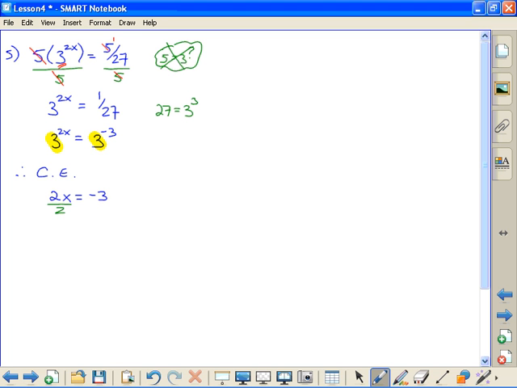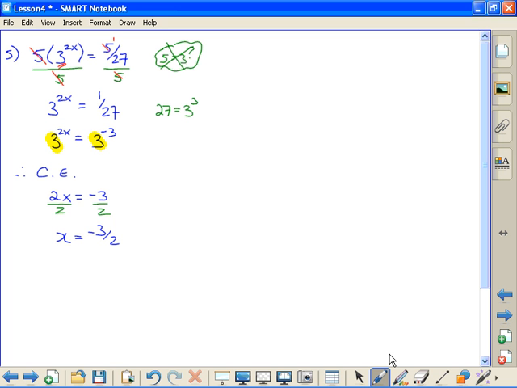Isolating for x, so now we're back to grade 9 algebra. We get x equals negative 3 halves. Okay, so even the fractions, not nearly as challenging as they were in some of the previous questions you've come across. All right, so what happens if we have multiple x's?